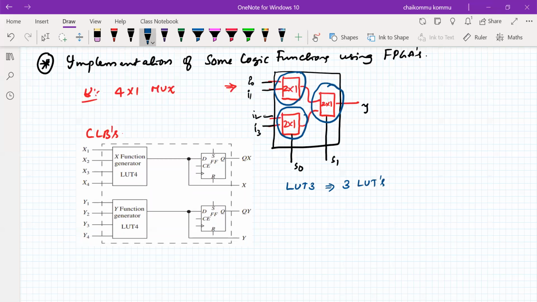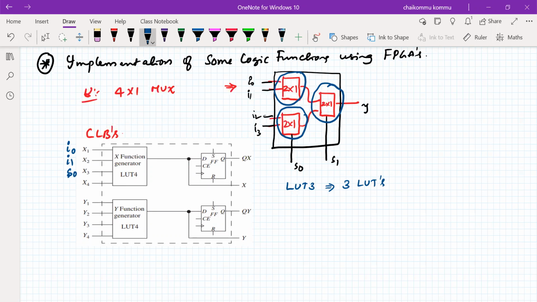But the consideration is that I have only 4 input lookup tables. Don't worry about it. Our requirement is a 3 input lookup table, but a 4 input one is there, so it doesn't matter, we can use it. If it is less than required, it's a problem. If it is higher, it does not have any problem. Therefore, I can write here my S0, here my I1, here my S0, and something else I can write.